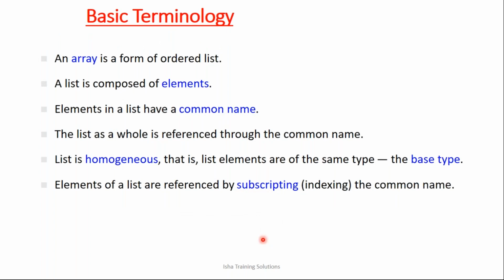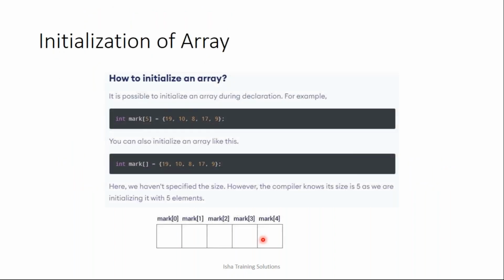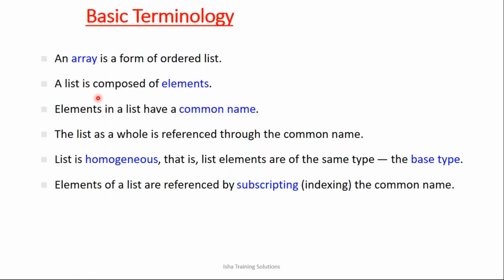What is the basic terminology in defining an array? An array is a form of ordered list. We have just seen that the array is a form of ordered list. Whatever you enter, it will be in an order. A list is composed of elements. The list will have some sort of elements or values.